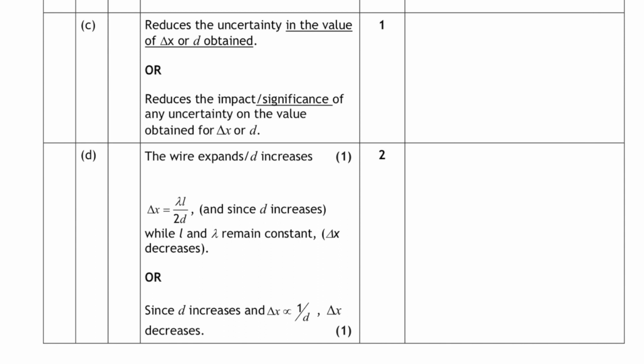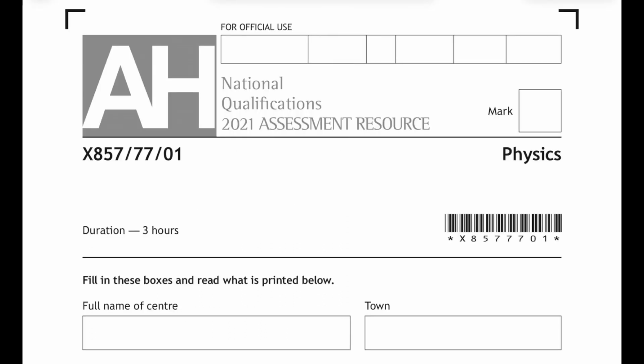Anyway, let's have a look at another question, and this is from the 2021 assessment resource, which some people call the 2020 paper because it was written for the year 2020, but remember there was no exam that year. But schools were issued with it in 2021 to use it as part of the alternative certification model.